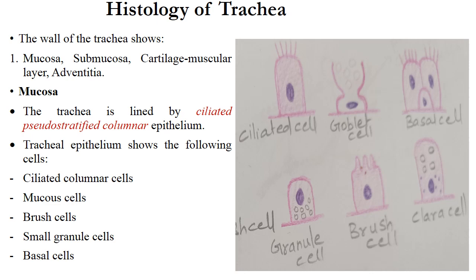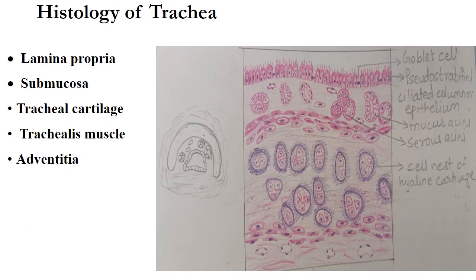Then the basal cells are germinal cells. Their nuclei form a row adjacent to the basal lamina, and the thick basement membrane presents as a glassy or homogeneous eosinophilic layer. The lamina propria of the trachea has loose connective tissue.